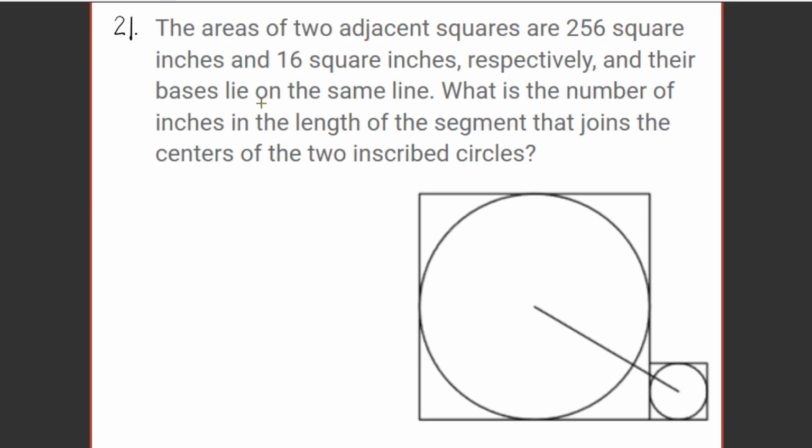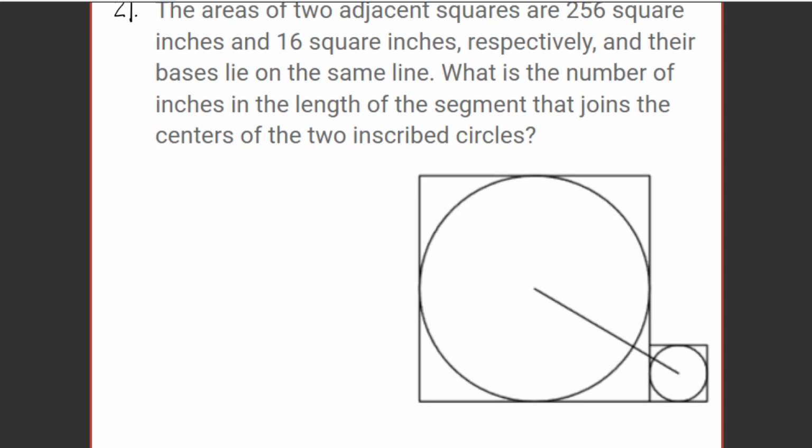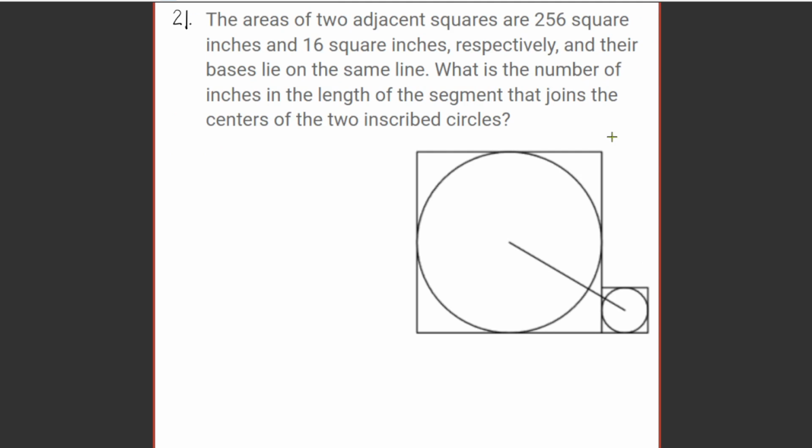Question number 21. Okay, so we are given two squares. The areas of the two adjacent squares are 256 square inches and 16 square inches respectively, and their bases lie on the same line. What is the number of inches in the length of the segment that joins the centers of the two inscribed circles?